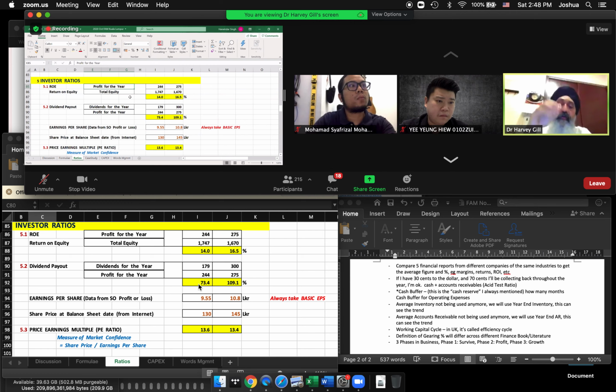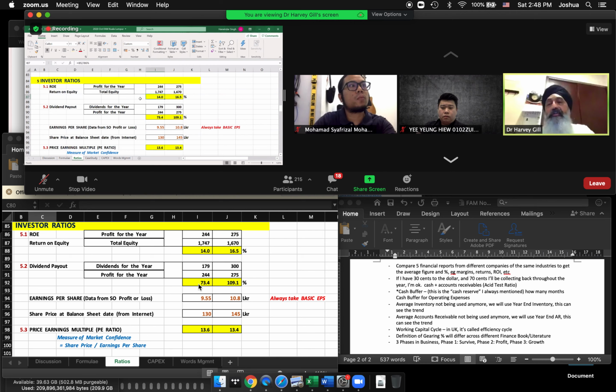For every $1 that the shareholders put into the business, this is the profit attributable to them, the profit for the year. That's why it's called profit for the year. Last time we used to call it profit for the year attributable to shareholders. Now we dropped that very big terminology, but that's what we still mean. So here you see last year was 16.5, this year is 14.